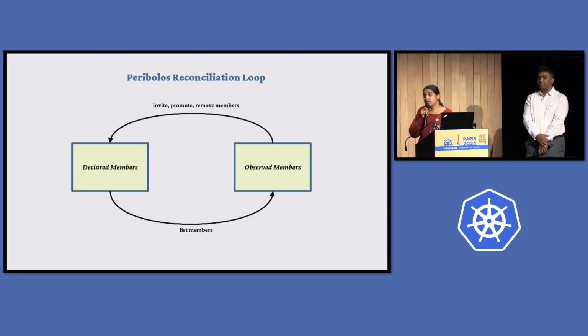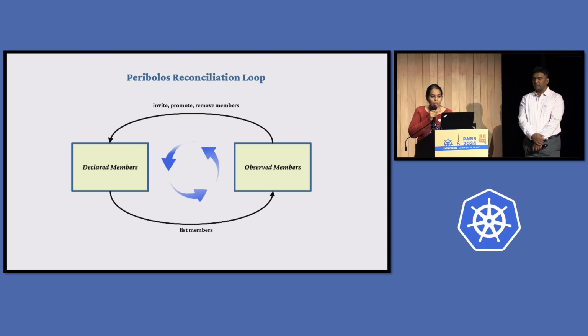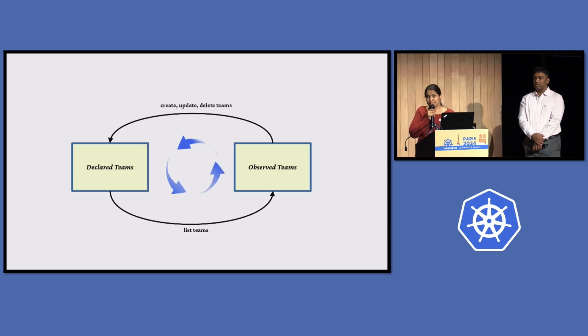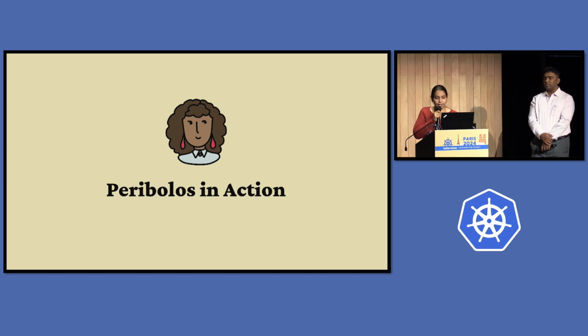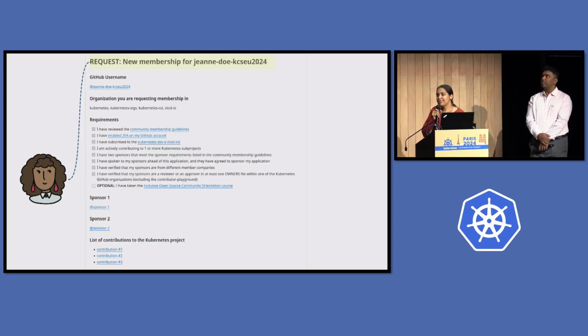If it sees there are members listed in the YAML file which are not already part of the organization, it will invite them. If there are members listed whose permissions need to be escalated, it will promote them. If there are members already in the org but not listed in the YAML, it will remove them. And this reconciliation loop will keep going on. It will do the same thing for other information that you have added in the YAML file for teams or other metadata. So with this idea in mind, let's see Peribolos in action in the Kubernetes project.